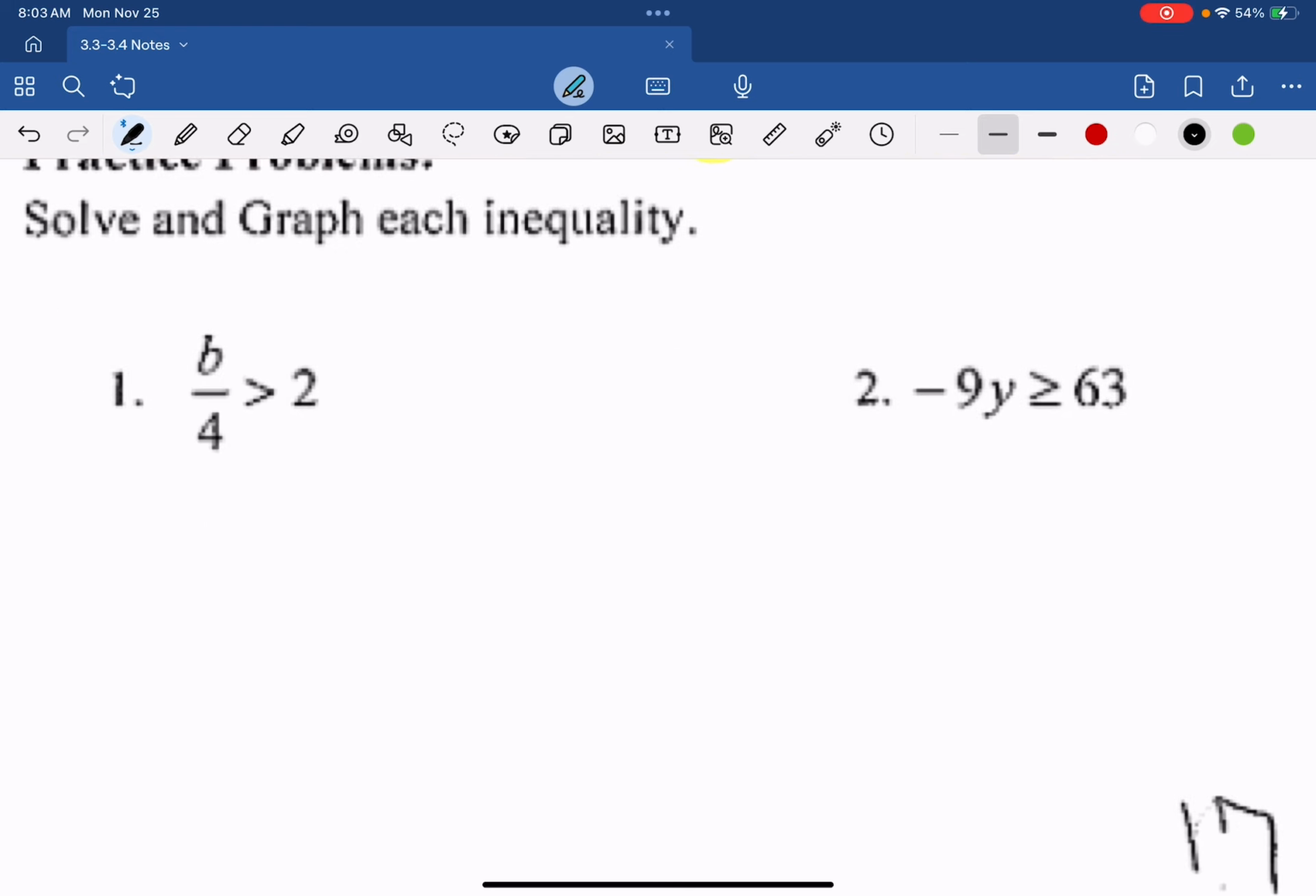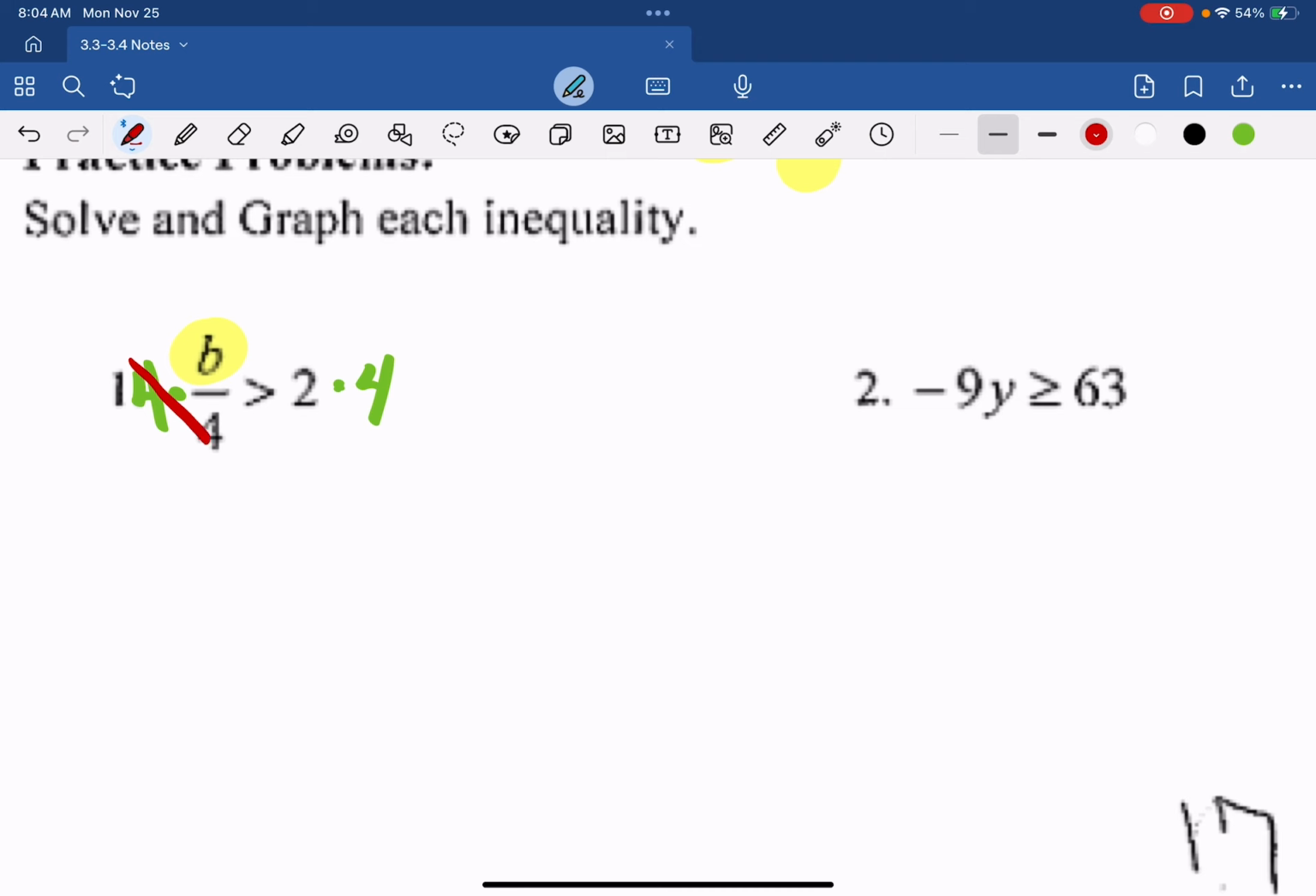Look at number 1. Okay, so again, I see that I need to get my variable by itself. And I notice that I have a fraction bar going on right here. But that doesn't freak me out, because I know that that fraction bar is really a division sign. So to do the opposite would mean I need to do the inverse, which is multiplication. So I'm going to multiply both sides by 4.